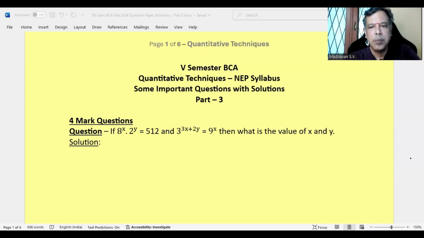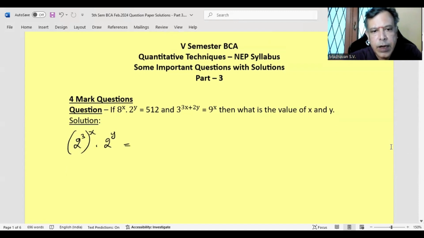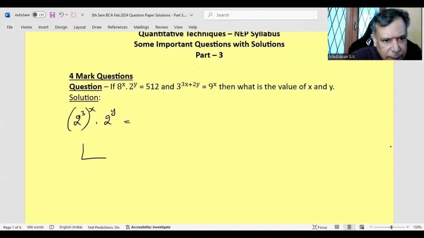This is part 3. First question: if 8 power x into 2 power y is equal to 512 and 3 power 3x plus 2y equal to 9 power x, then what is the value of x and y? Primarily we can write this 8 power x as 2 cube to the power of x multiplied by 2 power y is equal to 512. Let us factorize and see.